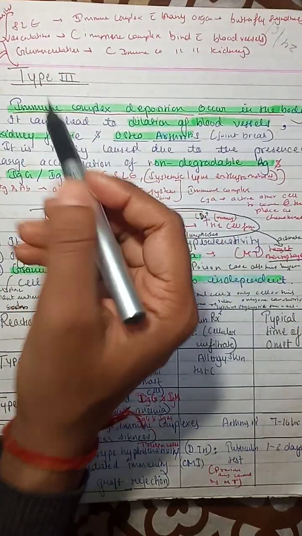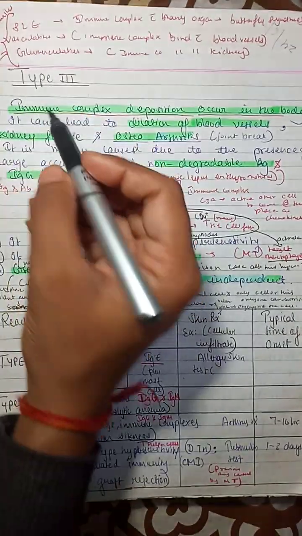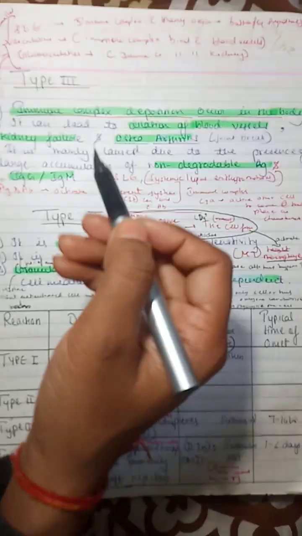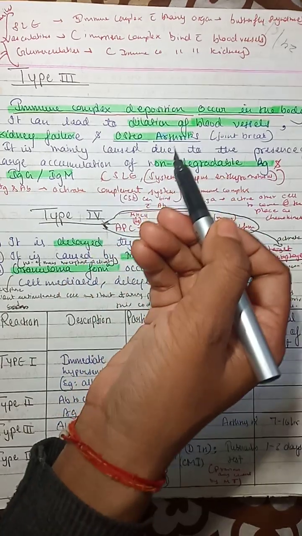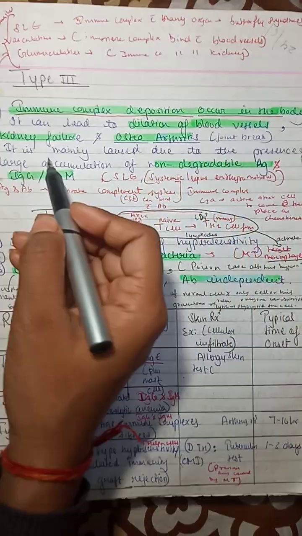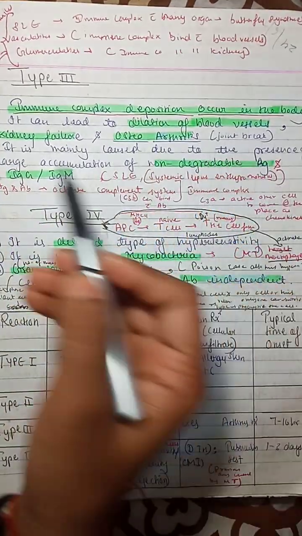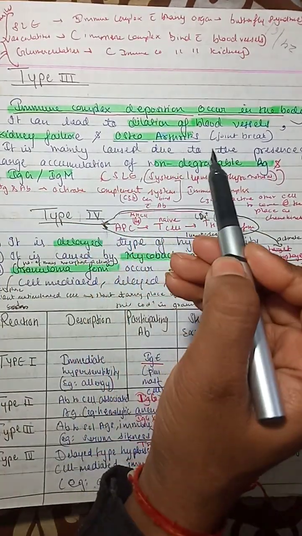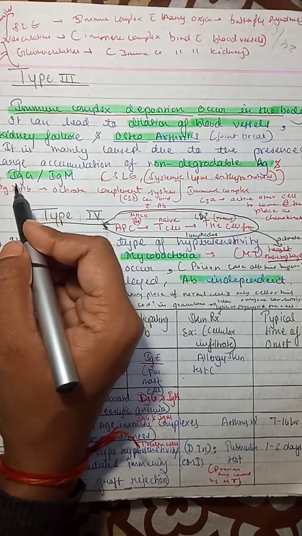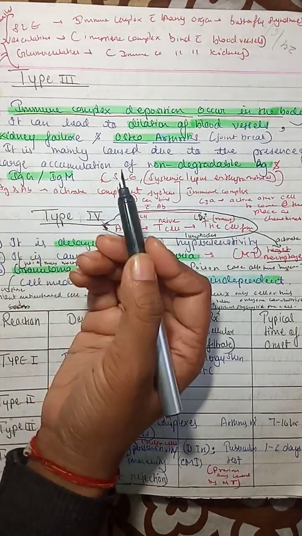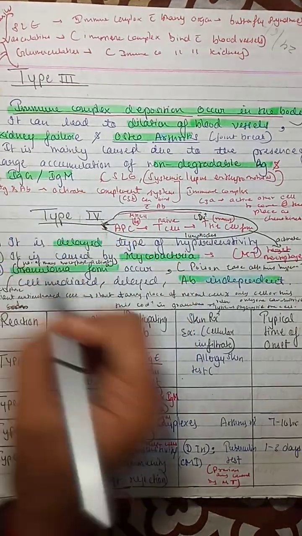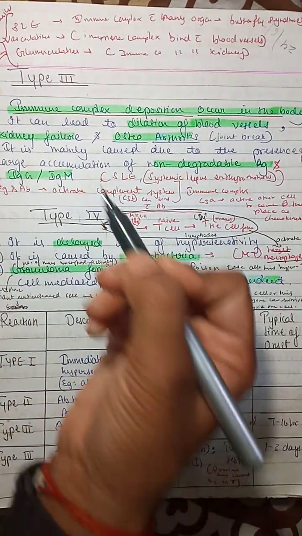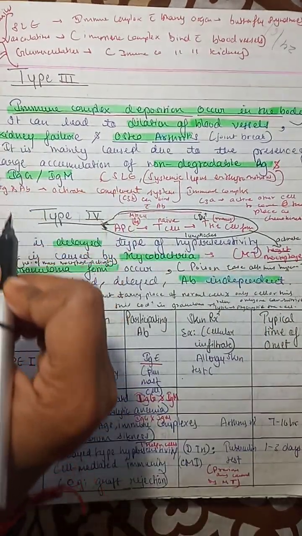Type 3 hypersensitivity: in this, immune complex deposition occurs in the body, which can lead to dilation of blood vessels, kidney failure, and osteoarthritis, like joint breakdown. It is mainly caused by a large accumulation of non-degradable antigen and antibody, that is IgG and IgM again. Basically, whatever autoimmune disease happens is due to type 3 hypersensitivity.